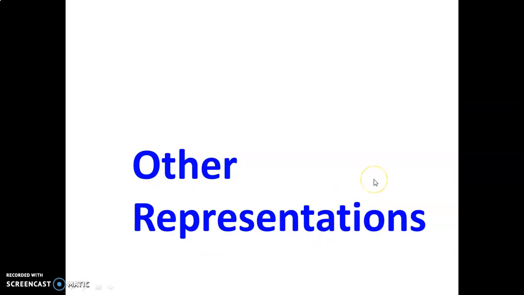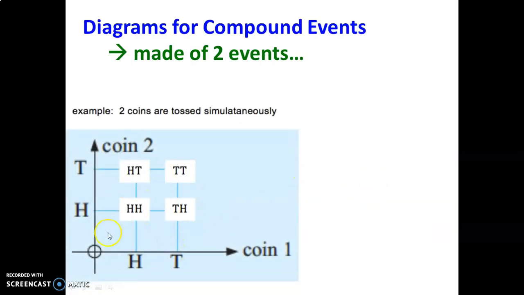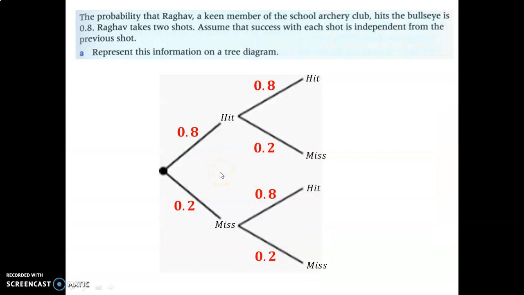Okay, so looking at other representations, we've talked about sample space diagrams as being another way of representing probability information, and tree diagrams. And last time we looked at tree diagrams in more detail. Now we'll look at them again. So you may remember this problem about Raghav, who is a keen member of the school archery club, and this tree diagram represented him taking 2 shots with his arrow. He can either hit the bullseye or miss, and then he takes another shot when he can hit the bullseye or miss again. So that's what we had before.